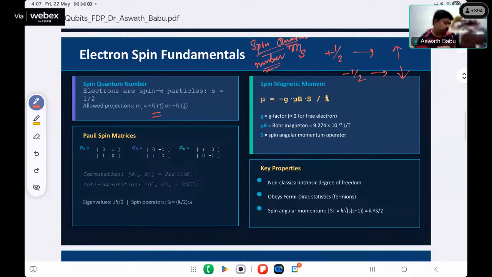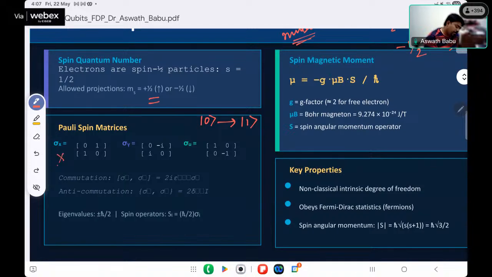Now, if I have to do some manipulation, some changes on the quantum state of electron spin, if the electron is upspin and I want to rotate it to downspin, it is simply like a quantum state in zero state and I want to convert it into one state. What we usually use, among quantum gates, is the X gate, which is also represented as sigma X, Pauli X.